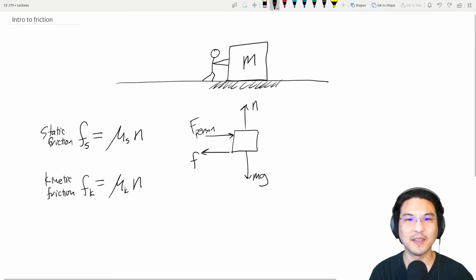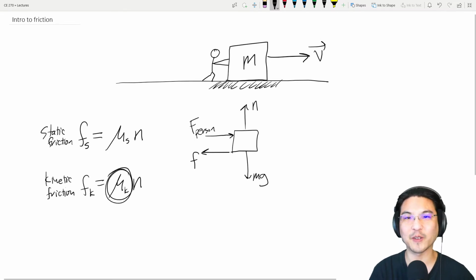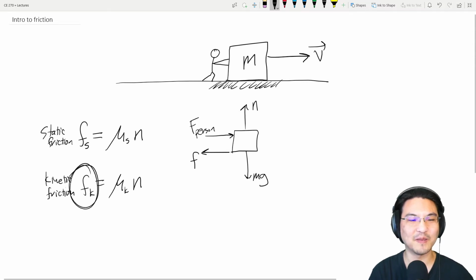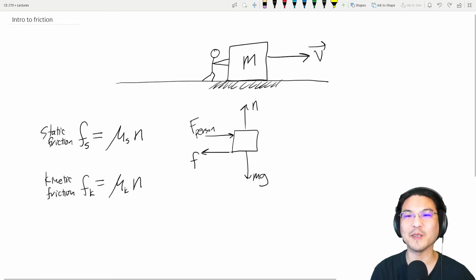Okay, so let's talk about these one at a time. Let's say the crate is already moving, like it has some velocity here, non-zero velocity. So it's moving. So it's as simple as this. However much normal force you have, whatever the coefficient of kinetic friction is, just those two, multiply those two together, kinetic friction. Static friction has some nuance to it.